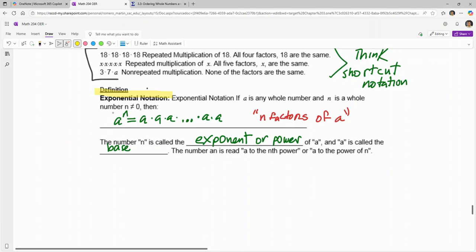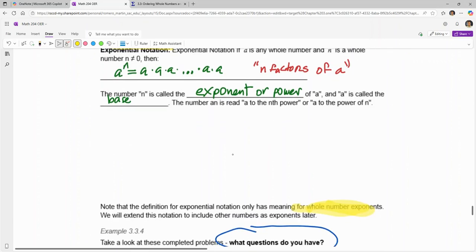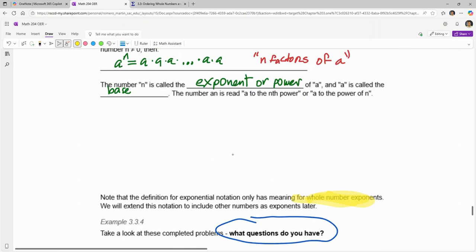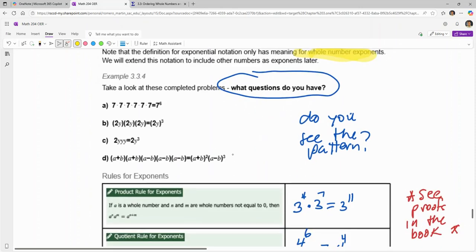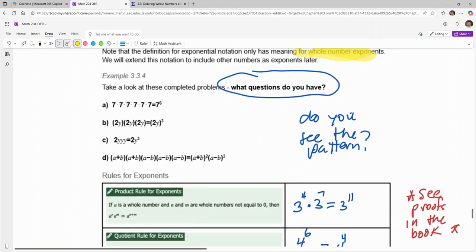And so you can see a to the power of n equals a times a repeatedly multiplied together, n times, n factors of a. n is called the exponent or power. a is called the base. a to the nth power, or a to the power of n, is the language we would use. And again, we're talking about whole number exponents. In advanced mathematics, we use negative exponents, decimal exponents, fractional exponents, right? But right now, whole numbers.